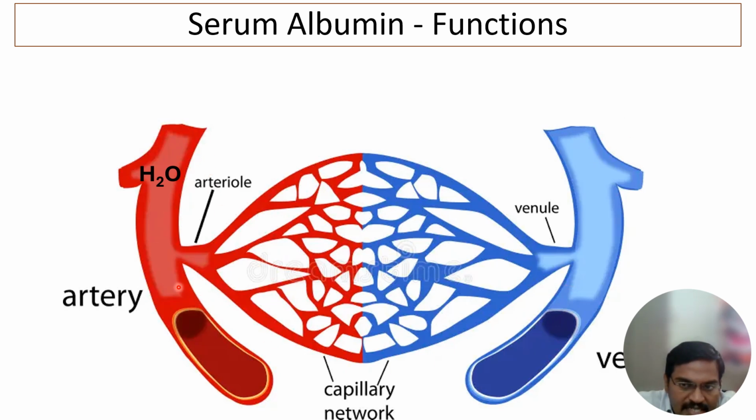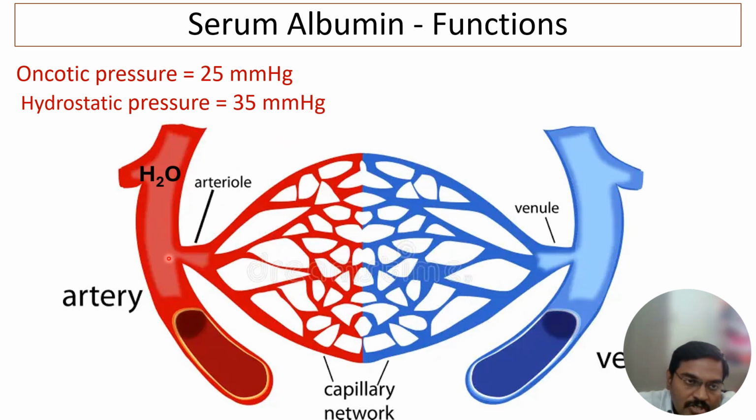At the arterial side, the oncotic pressure is 25 mmHg, and hydrostatic pressure is 35 mmHg. So I told you whichever pressure is higher, that particular action will work. Here hydrostatic pressure is more than the oncotic pressure, that is 35 mmHg. So within the blood the hydrostatic pressure is high. If the hydrostatic pressure is high, what will happen? The water will be mobilized from the blood into the peripheral tissue. So in the arterial end, the water and the nutrition will be mobilized from the blood within the artery into the peripheral tissue and the interstitial tissue.